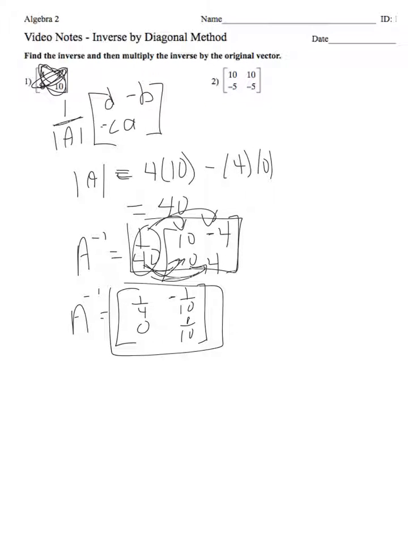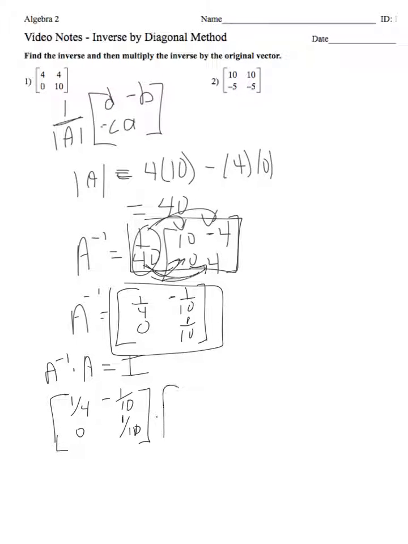I want to multiply it in because, just on this one, I want to show that when we multiply them together, we get the identity. So remember what's supposed to happen: if we take A inverse times A, we're supposed to get the identity. That's what an inverse is supposed to do. So I'm going to try that. I'm going to take 1/4, negative 1/10, 0, and 1/10, times the original 4, 4, 0, 10, and let's see what we get.